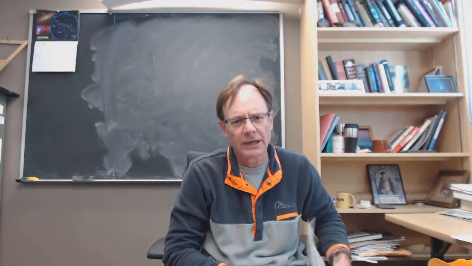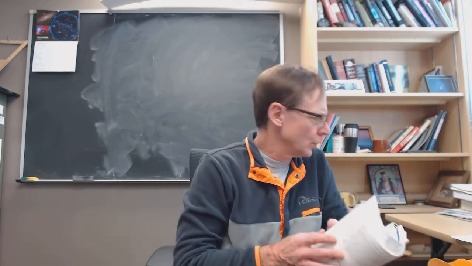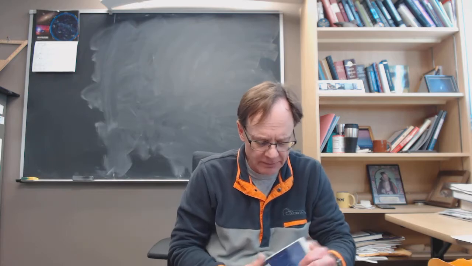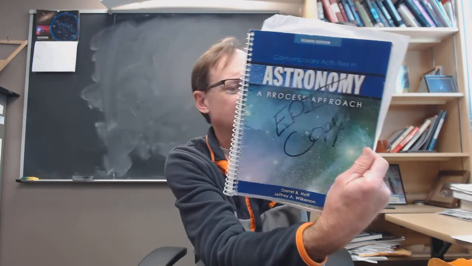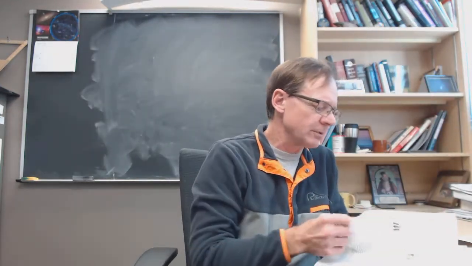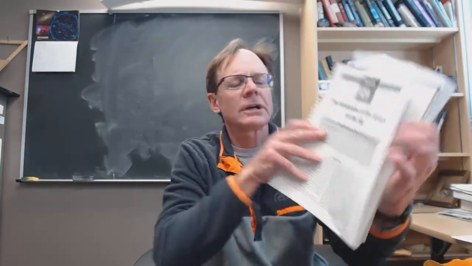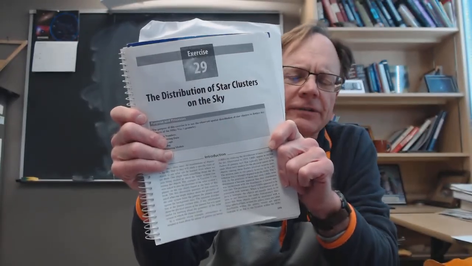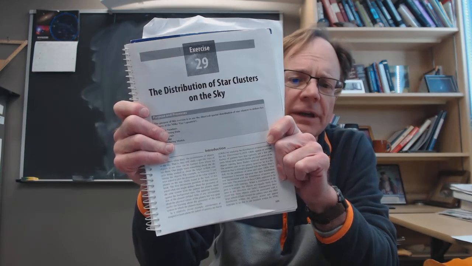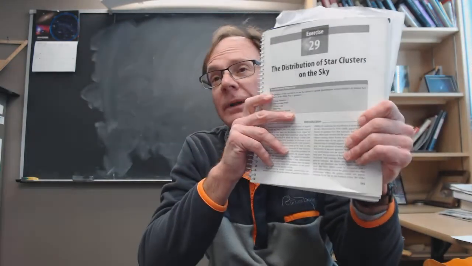This time we're going to talk about an introduction to exercise 29 in Contemporary Activities in Astronomy by Hoff and Wilkerson. We're going to look at the distribution of star clusters on the sky, the distribution of open star clusters and globular star clusters, and ask what we can learn about those two classes of objects by looking at their distributions. And what might we learn about the galaxy?